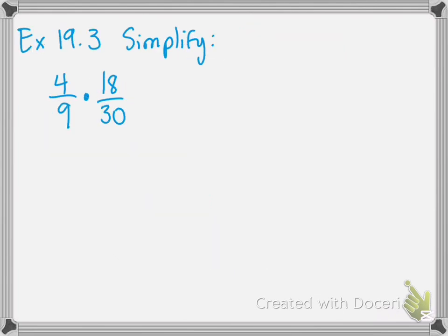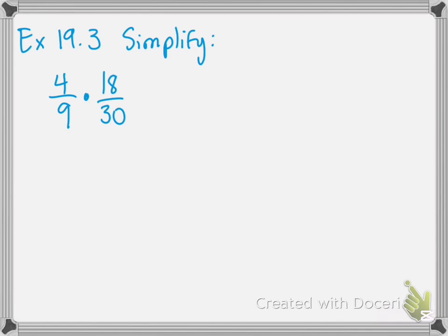All right, let's try this other one. In this case, we do have factors or numbers that divide both the numerator and the denominator. So we're going to try to simplify that first so that we don't multiply, get big numbers, and then have to divide. No, let's try to divide first. Let's try to simplify these numbers first.